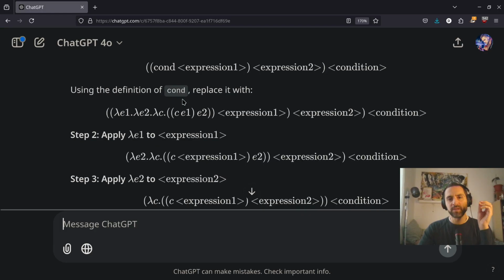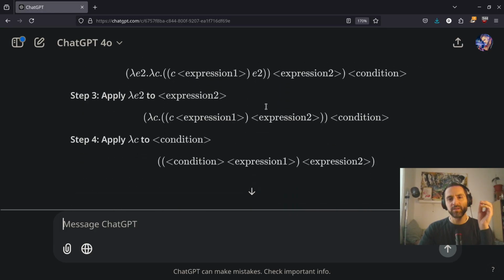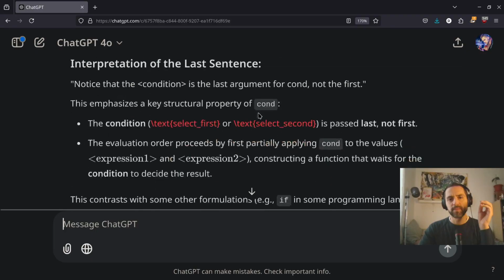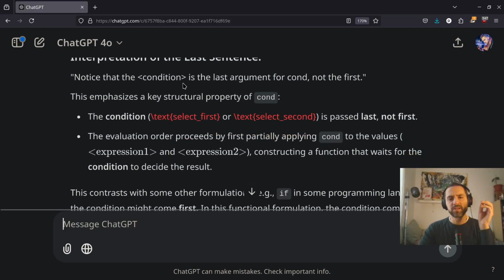Start with the full application of cond. Okay, now he does the same thing that we do. Notice that the condition is the last argument for cond, not the first. This emphasizes a key structural property of cond. The condition, select first or select second, is passed last, not first.